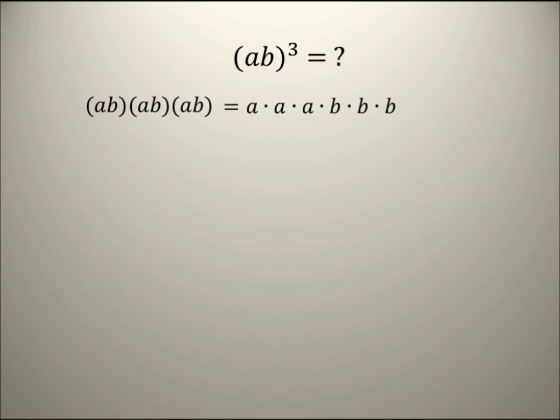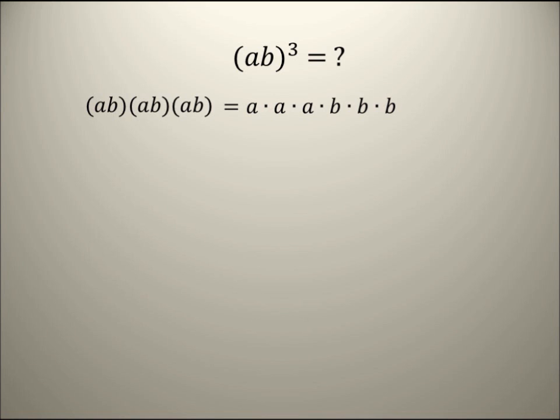Here we have a times b, or just ab, all cubed. Now keeping the parentheses here because that's important, let's go ahead and write this out longhand. We get ab times ab times ab. Putting all the a's to one side and all the b's to one side, we get a times a times a times b times b times b.